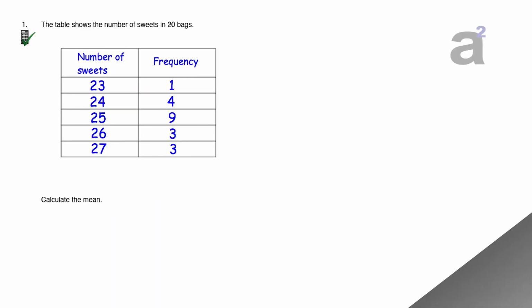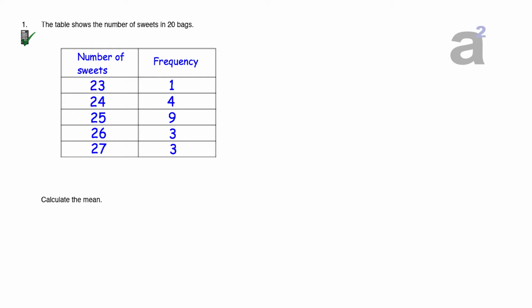Let's solve some questions with frequency tables. See this question. What is the meaning of this table? You can see number of sweets and frequency. That means 23 sweets, one bag. In one bag, 23 sweets are there. And 24 sweets, 4. That means there are 4 bags with 24 sweets. Then there are 9 bags with 25 sweets. That is the meaning of this table.